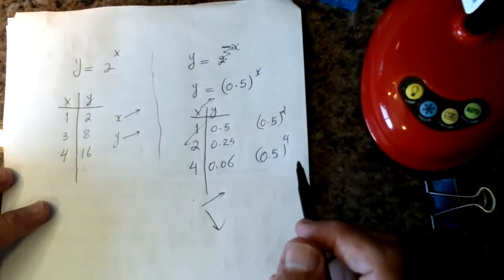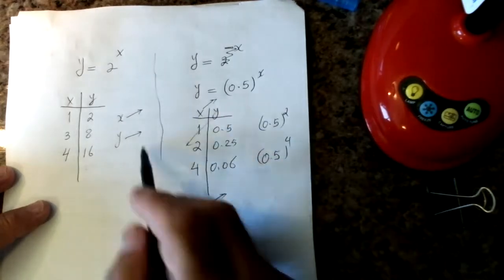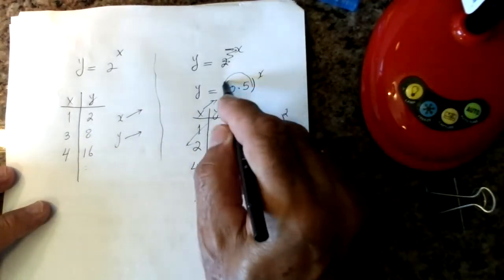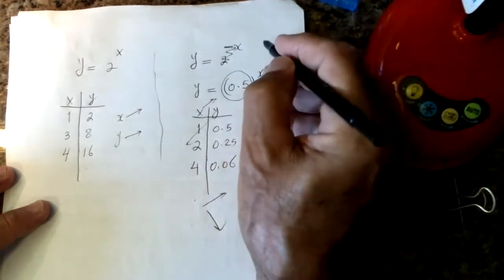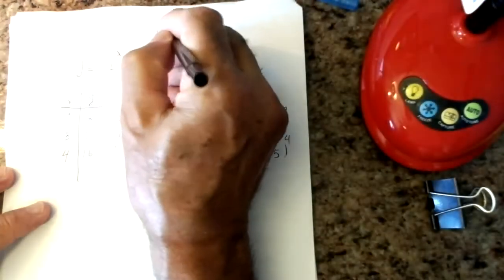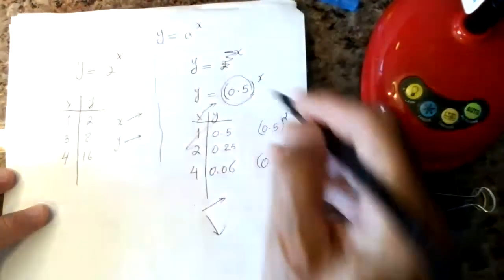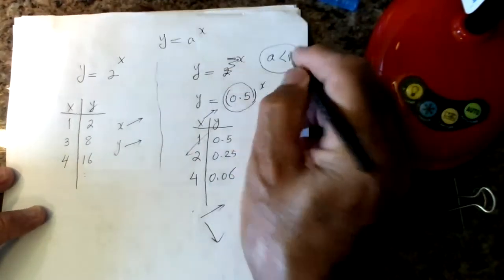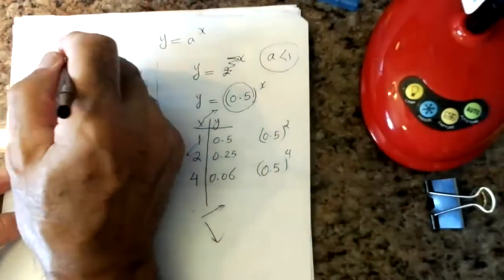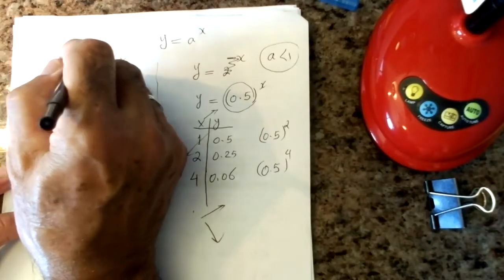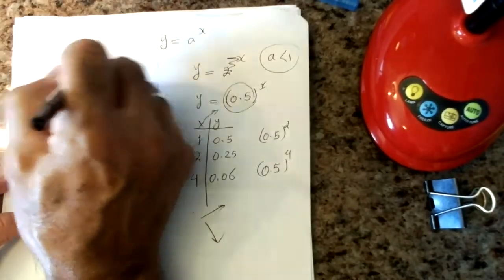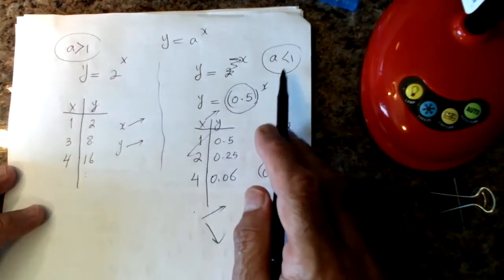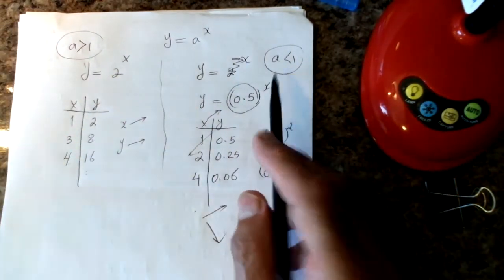What's the difference between these two? This is a decreasing function, this is an increasing function. In a decreasing function, this is the base. So if this is a general equation, a is less than 1. But here, a is greater than 1. So that's a sign of an increasing function. This is a sign of a decreasing function. Okay.